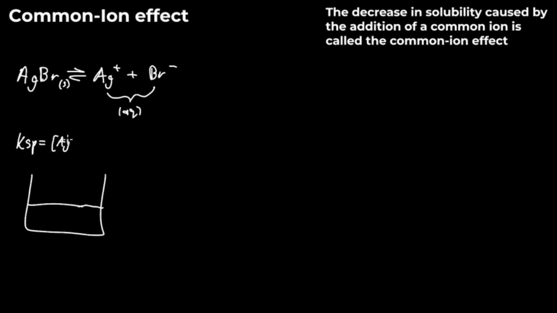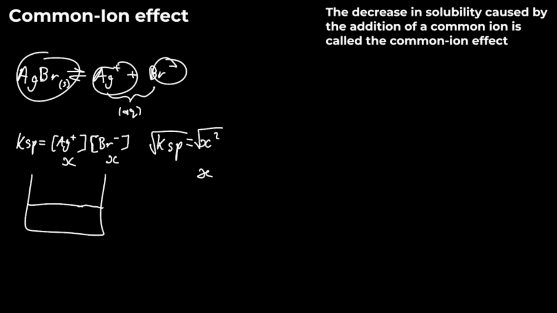So we would have Ag plus and Br minus. I haven't looked up the KSP of AgBr, but since it's a 1-to-1 ratio, this would be X, this would be X, and so you do KSP equals X squared, and then you would square root both sides to find X. And that would be the solubility of this, this, and this.